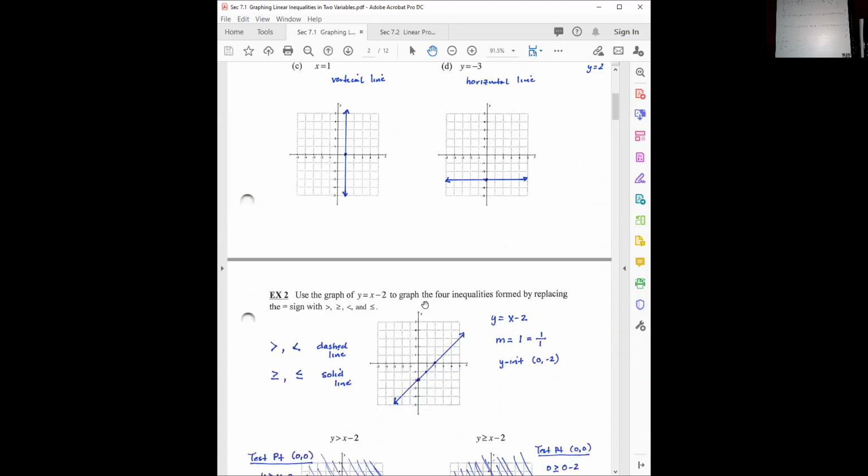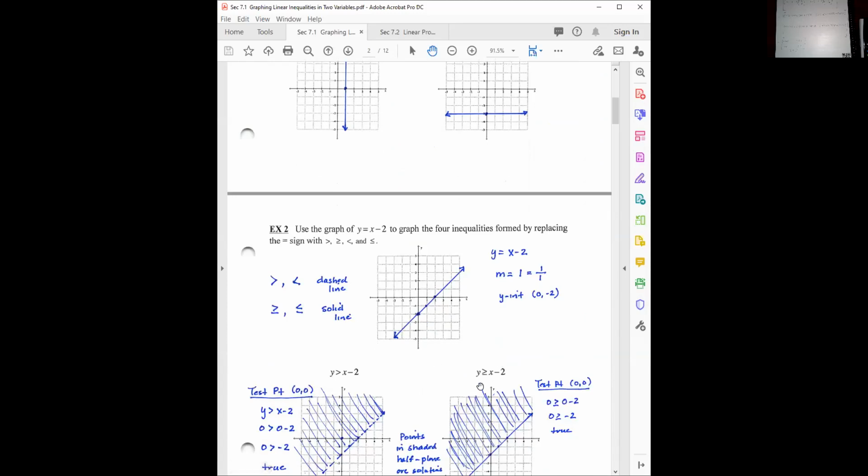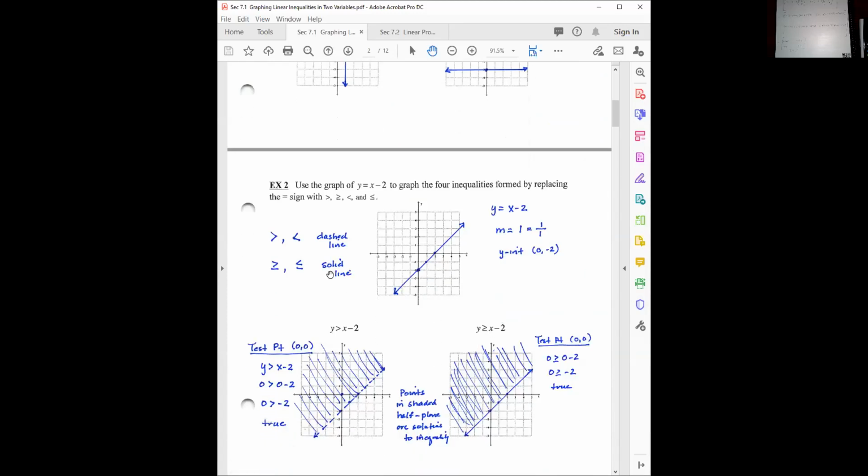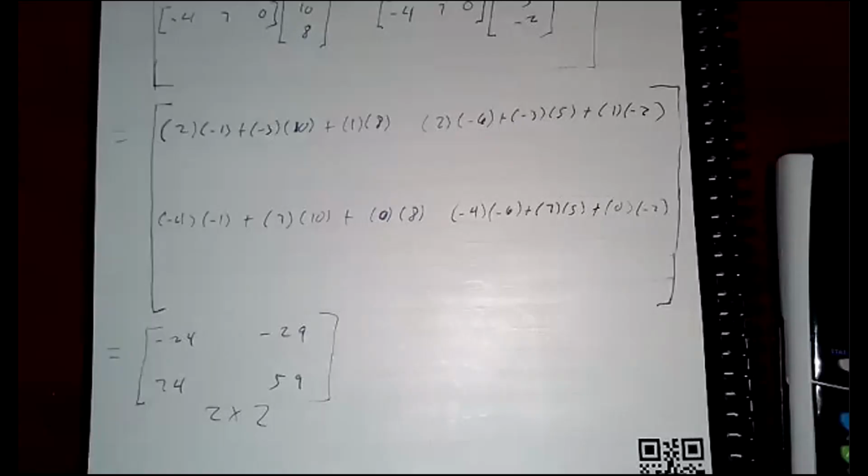But the new stuff, or I think maybe you have even talked about this too, was they changed the equals into inequalities. So they replace equals with greater than or greater than or equal to. But all that means is you shade a certain side. But I believe we can do that with our Desmos grapher. So let's go check it out.